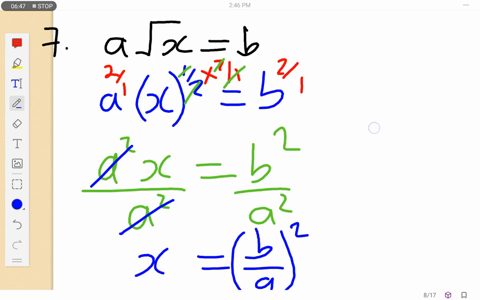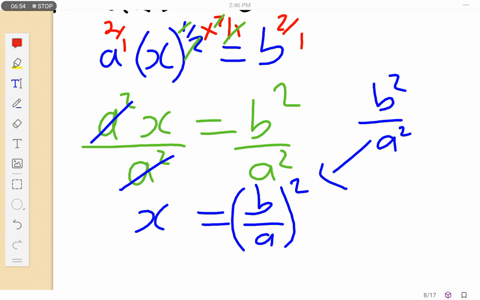It's the same as (b over a) squared, because everything is being squared there. So this becomes our final answer, or this.